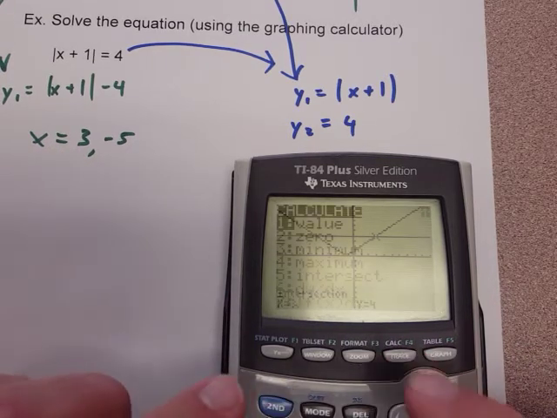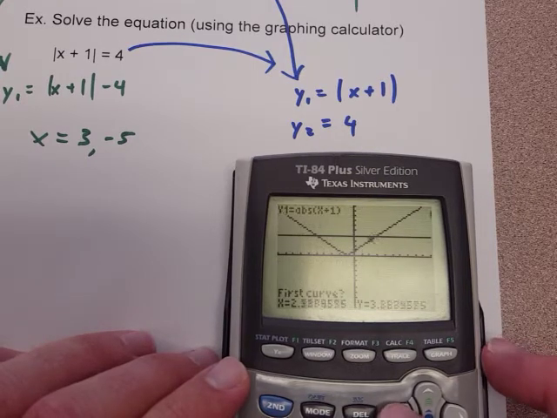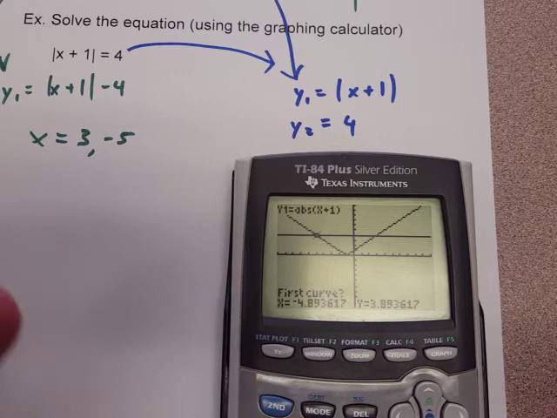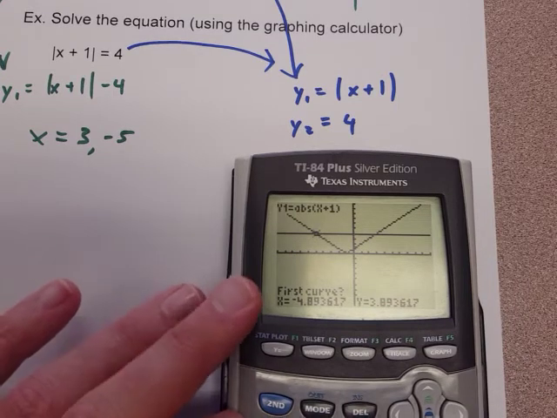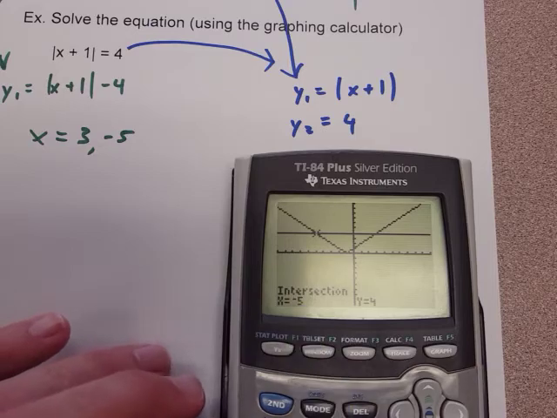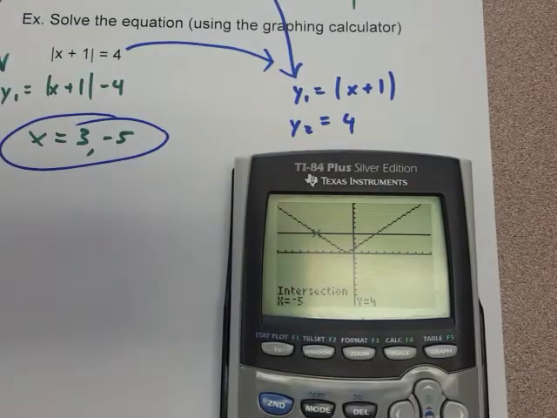We can do the same method again. We go to intersect and see if the other one works as well. And we hover over it. They ask for first curve, second curve, and a guess, but really if you get really close to it, you just have to hit enter 3 times, and -5 is the other one that comes out. So again, same result, just a slightly different method that we used.